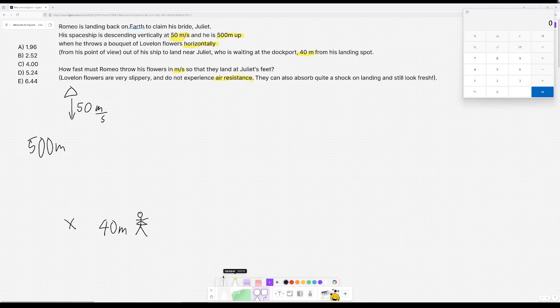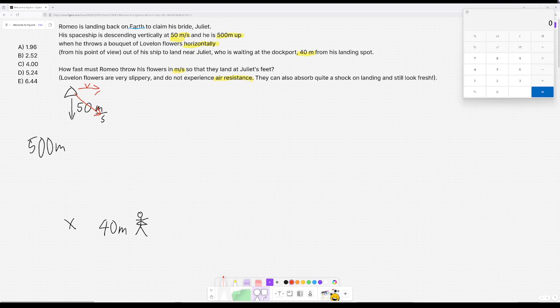We have the question we're trying to figure out. He's throwing these flowers, let's draw in a different color, horizontally from his point of view. We want to know how fast he has to throw these flowers, in meters per second, so they land at Juliet's feet. The first thing we know is that when he throws these flowers out horizontally, they at the same time have a vertical component, because from his point of view he's moving down vertically. So as he's moving down vertically, they're also going horizontal.